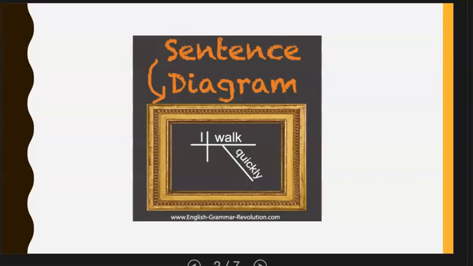Sentence diagrams are a means of graphically representing the relationships among words, phrases, and clauses in a sentence. For example, in this diagram, I can see that I is the subject, an actor, the noun, whereas walk is the verb or action, and quickly is an adverb modifying how I walked. Notice that the position of quickly shows us that it is related most closely to walk.